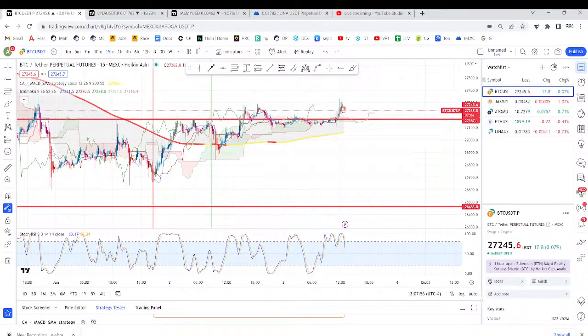So that's kind of what I'm looking at right now for the crypto markets. It is a bearish weekend, but that means you can make money by shorting if you're in the right coins at the right time.